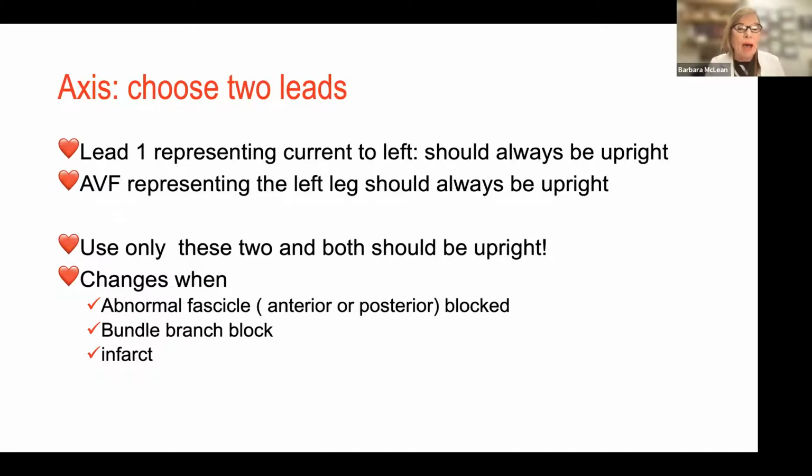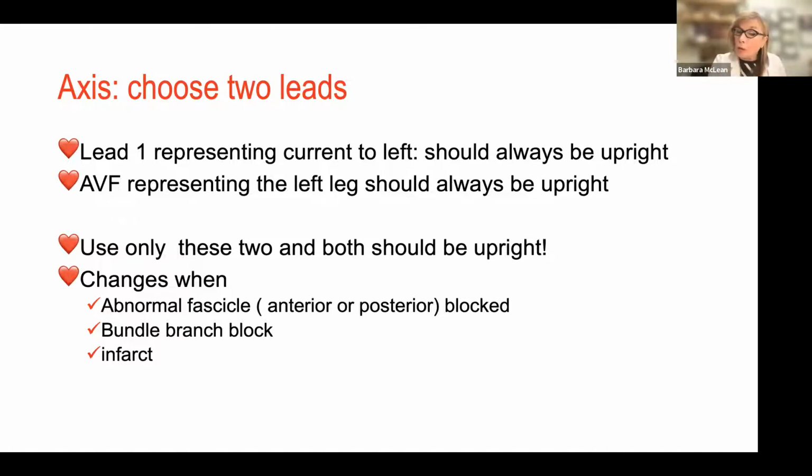that will be AVF. So when I look at an EKG, the very first thing I do is I look at lead 1 and I look at AVF. If current is coming towards the left, and of course it's to the left and towards the apex, I should see an upright picture in lead 1 and an upright picture in AVF. Upright in lead 1, upright in AVF. Always, always, always. Both should be upright. That tells you that you have normal directional current.